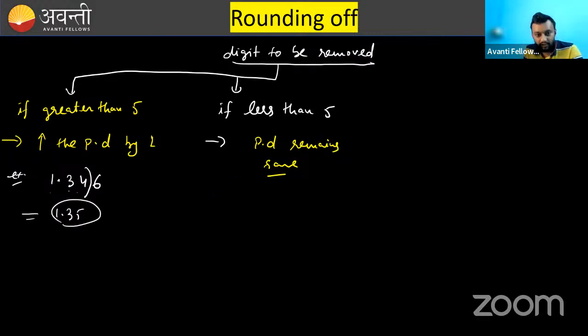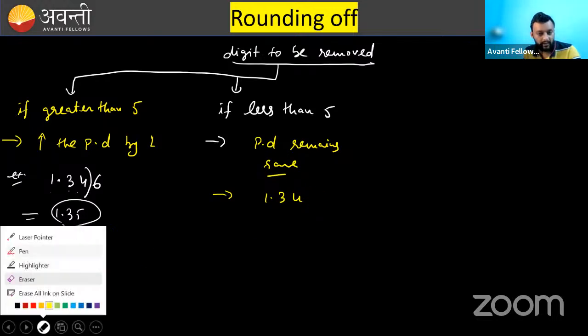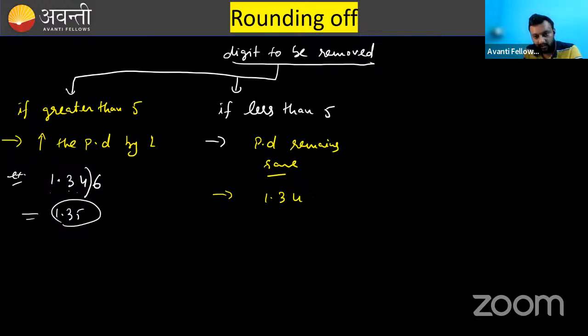For example, in the same question, if it is mentioned that 1.343, and we need only three significant figures, listen, less than 5. So what will it be? 1.34 is the answer. Now the third point.